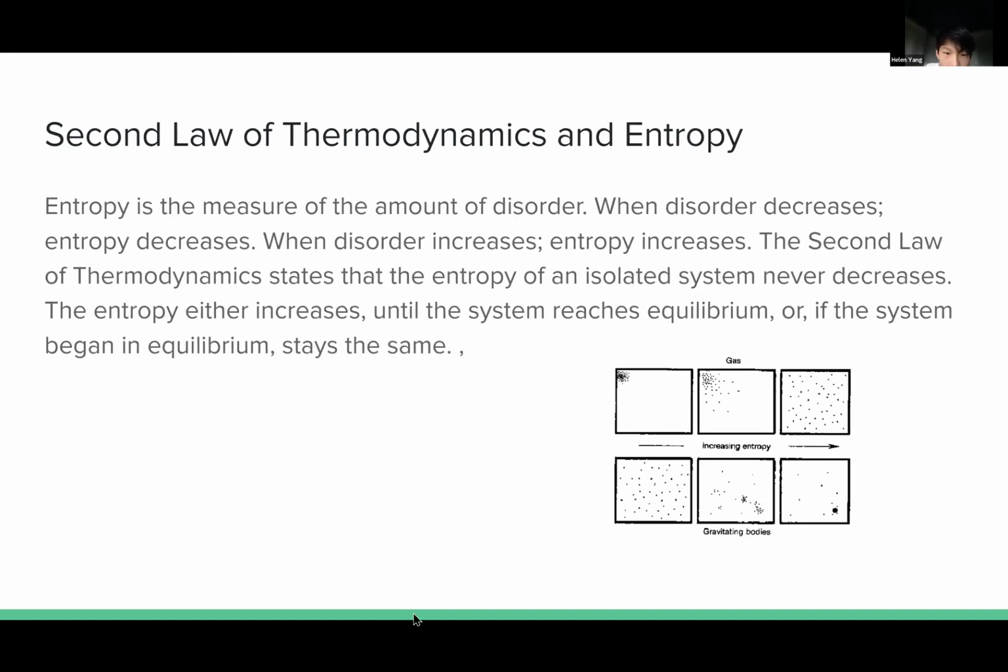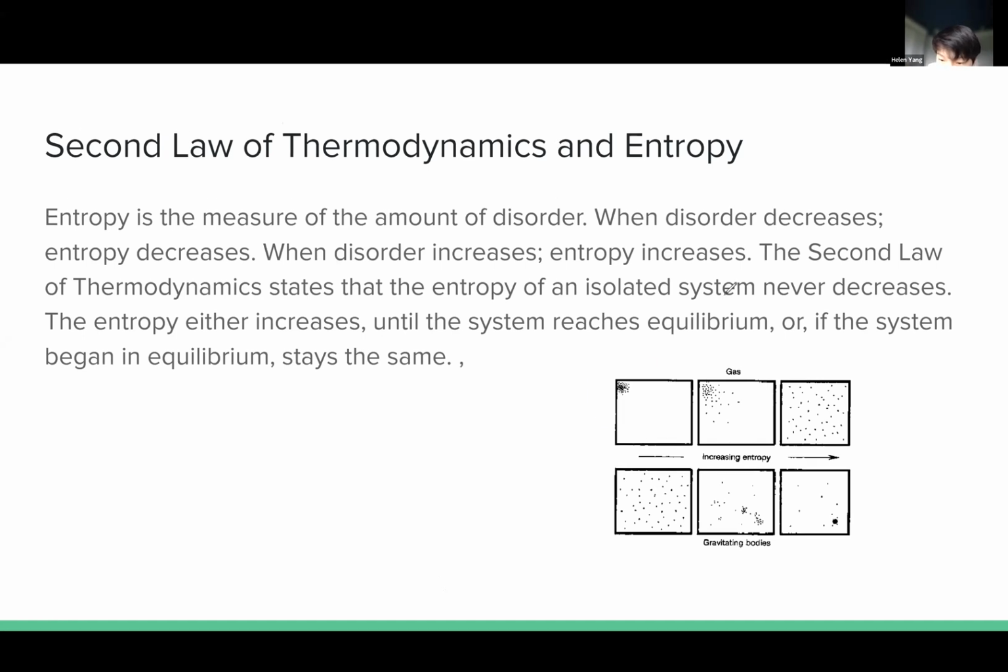And this is the second law of thermodynamics and also entropy. Entropy is the measure of the amount of disorder. So in this picture, it starts off here like this, and then there's an increase in entropy. This is for gases, by the way. You see how they get more spread out, and that's an increase in entropy and an increase in disorder. So when disorder increases, entropy increases, and when disorder decreases, entropy decreases.